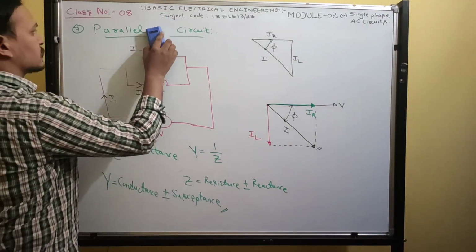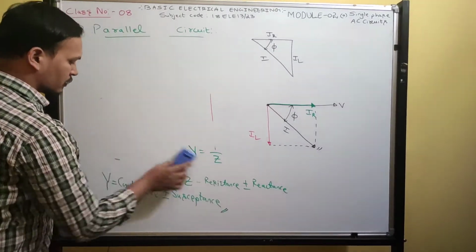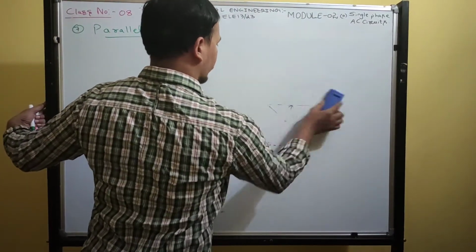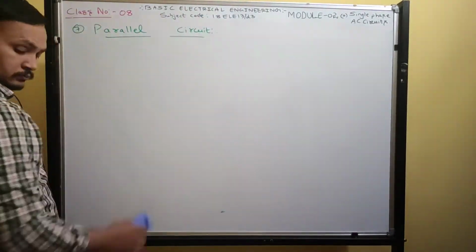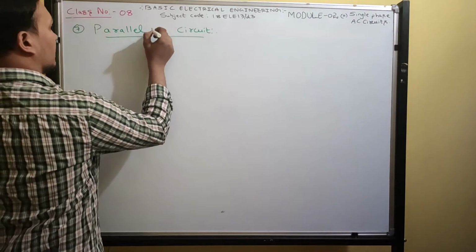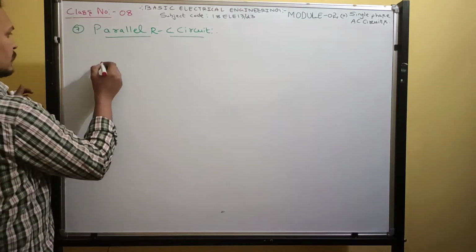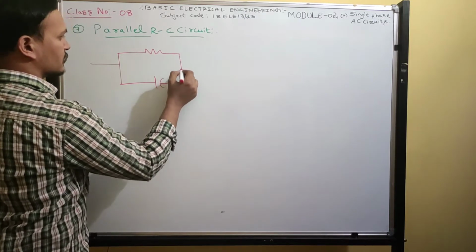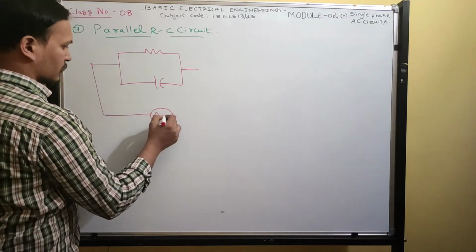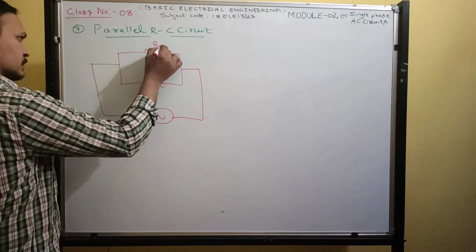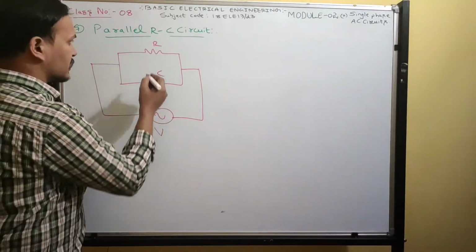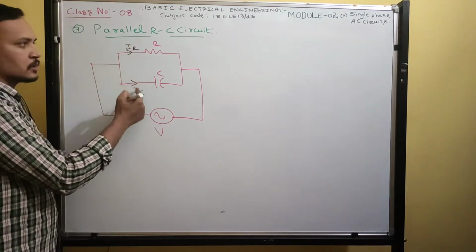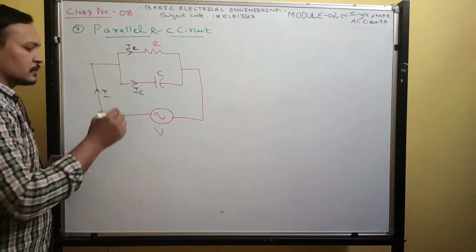Next, the parallel RC network. Pause the video and copy down. A resistance and a capacitance connected in parallel across the supply voltage is called a parallel circuit. The current flowing through the resistor is IR, and the current flowing through the capacitor is IC. The vector addition of IR plus IC gives the supply current.